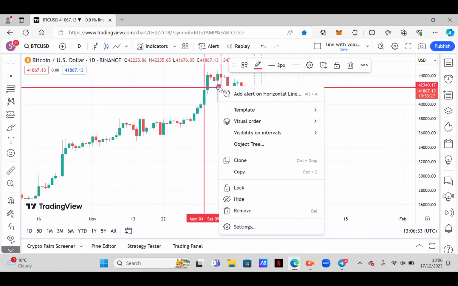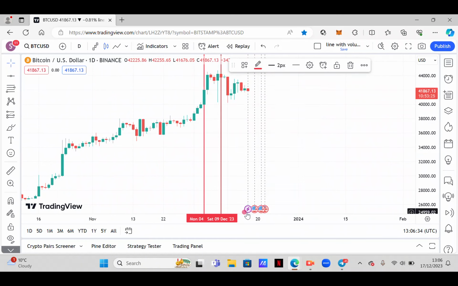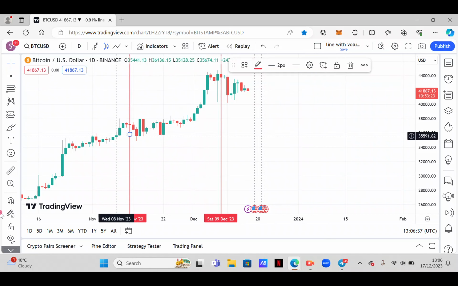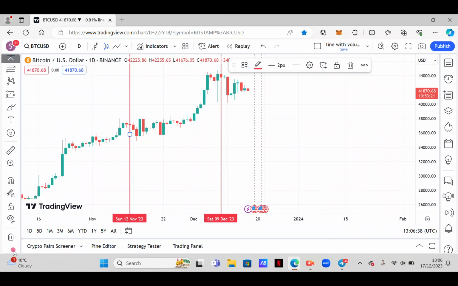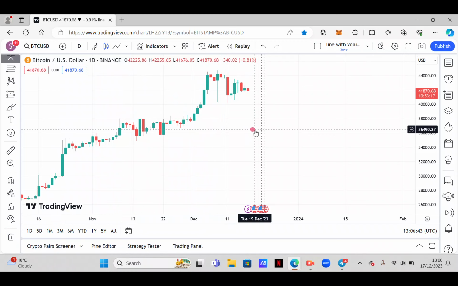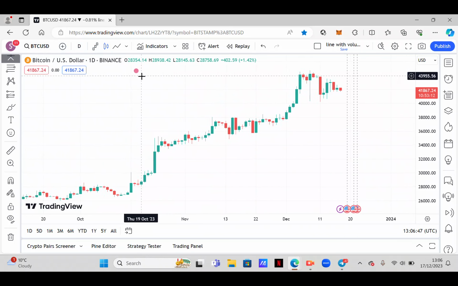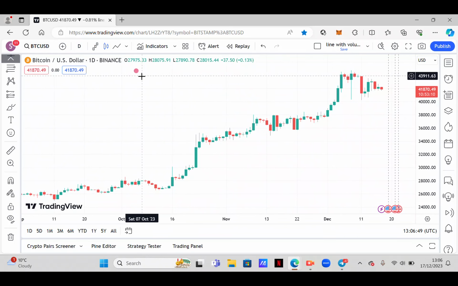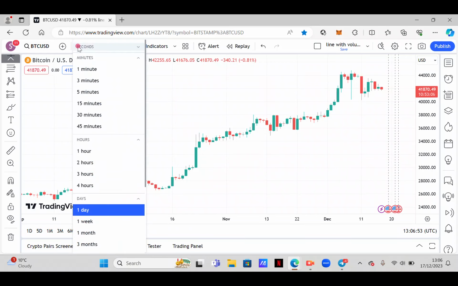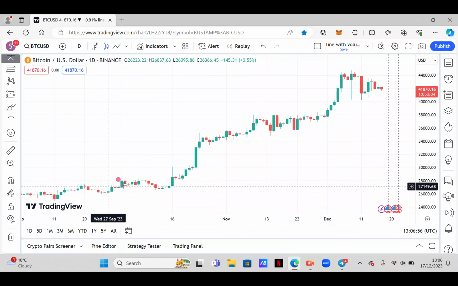I'm gonna remove those. Remove for drawing, so I can remove all the drawing in one go. On the daily, it could be a bit confusing, and a bit hard to see the greater picture. Okay, but it's already much easier. On the daily, we can see there isn't much of a movement as there was on 1 hour.